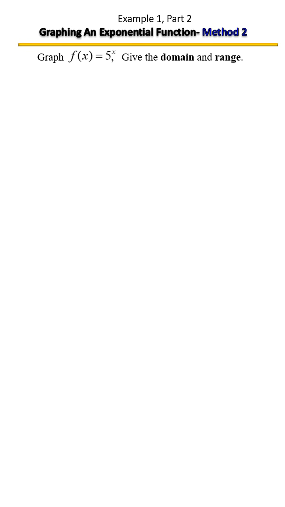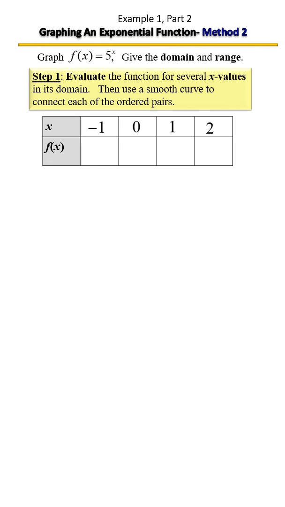In part 1, I showed you how you can graph an exponential function by using the 3 points that are always on the graph of an exponential function. Another method for graphing exponential functions is to evaluate the function for several x values in its domain. Once you plot those points, you can then sketch a smooth curve through each ordered pair.